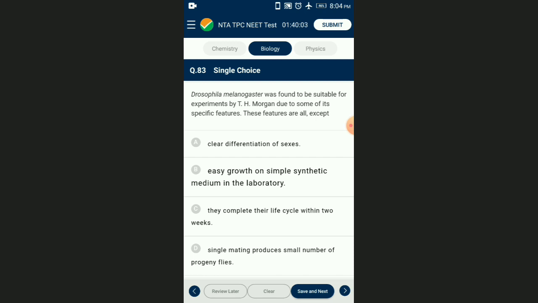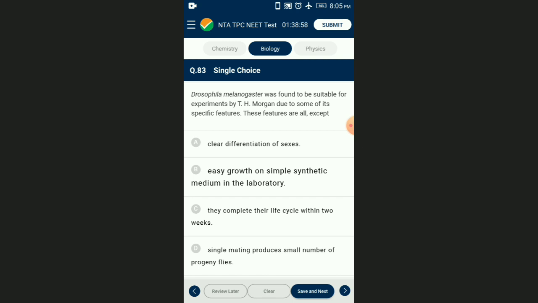Question number 83. Drosophila melanogaster was found to be suitable for experiments by T.H. Morgan due to some of its specific features. These features are all except: first one is clear differentiation of sexes, easy growth on simple synthetic medium in the laboratory. They complete their life cycle within 2 weeks.